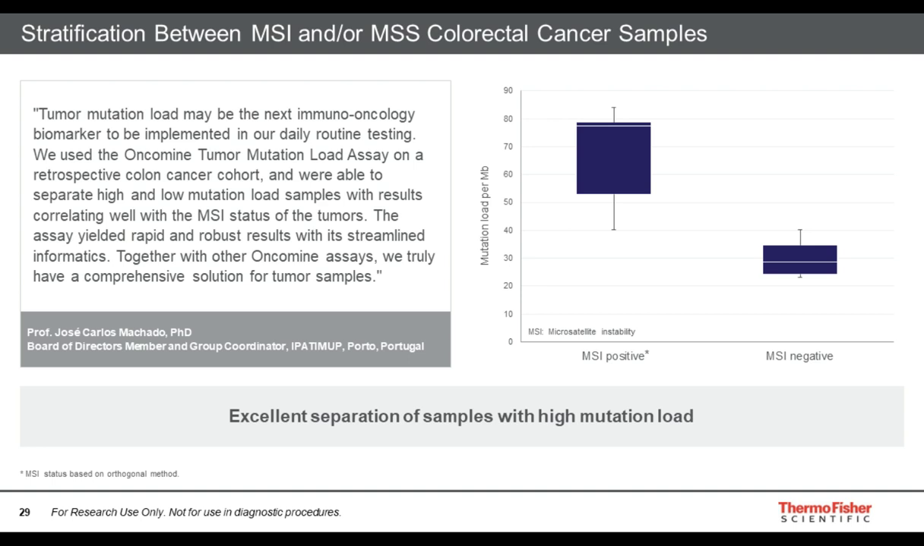Lastly, on the TML panel, the data being shown here are from a study done by José Carlos Machado in Portugal. He used a collection of colorectal cancer samples, which have been previously characterized with respect to their microsatellite instability status, and he profiled those same samples with the tumor mutation load assay. Now, microsatellite instability is a biomarker that is known to generally correlate with tumor mutation load in colorectal cancer. So we're pleased to see here the high degree of differentiation that you see in the box plots between the mutation count distributions in the MSI positive and the MSI negative samples.